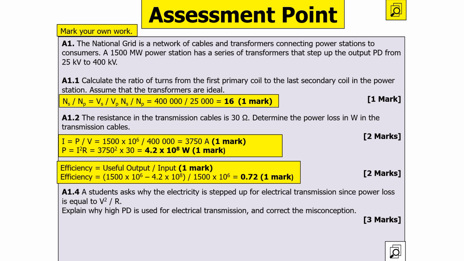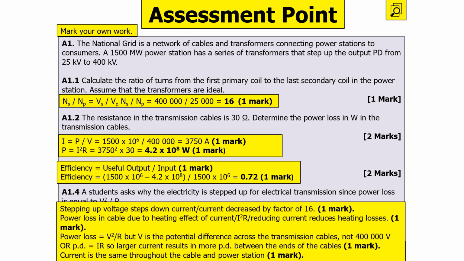The efficiency, therefore, is the useful output over the total input. We know that the useful output is going to be 1500 times 10 to the 6 minus the power loss in the cable. We then divide it by the 1500 times 10 to the 6, because that's our total input, so it's 0.72%.